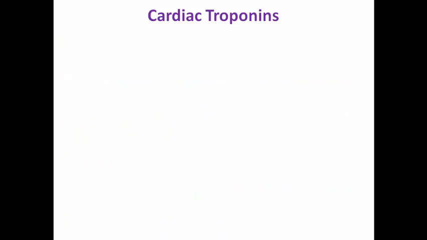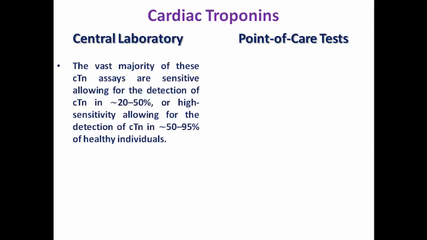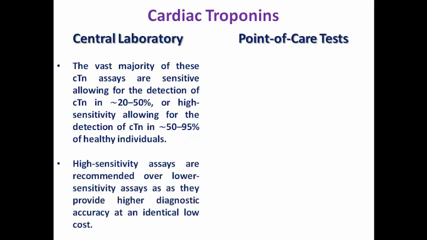We have two types of cardiac troponin assay: the central laboratory or point of care test. So central laboratory is the vast majority of the assay, in which you withdraw a blood sample from the patient and send it to the lab, which is sensitive in detection of cardiac troponin in 20 to 50% of the cases, or high sensitivity allowing for detection of cardiac troponin in 50 to 95% of healthy individuals. High sensitivity assays, of course, are recommended over the standard lower sensitivity assay because they provide higher diagnostic accuracy and a higher positive predictive value at an identical low cost.